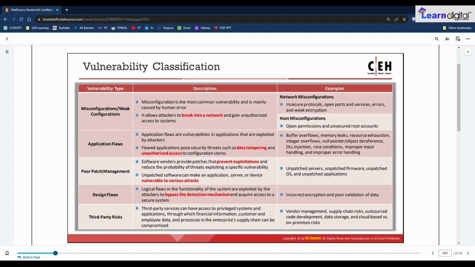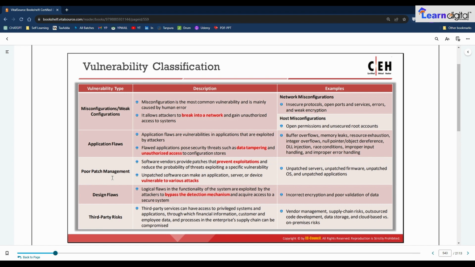Then the third is poor patch management. A patch is a small piece of software designed to fix problems, security vulnerabilities, and bugs, as well as improve the usability or performance of a computer program or its supporting data.